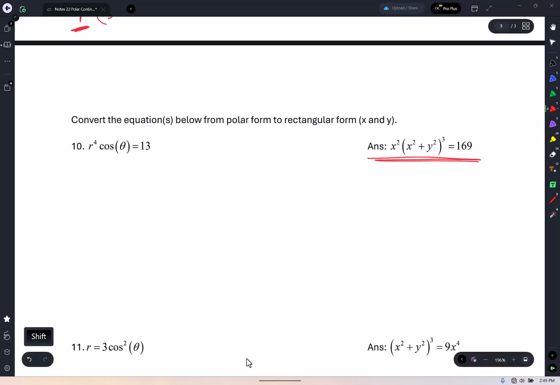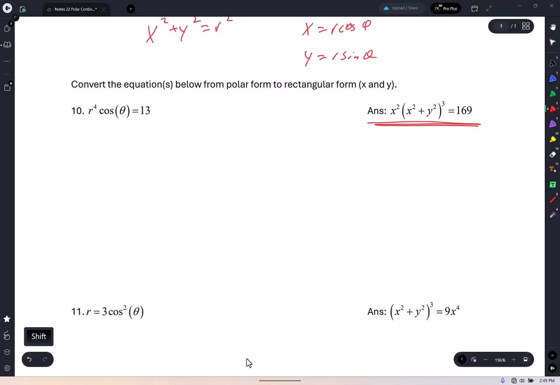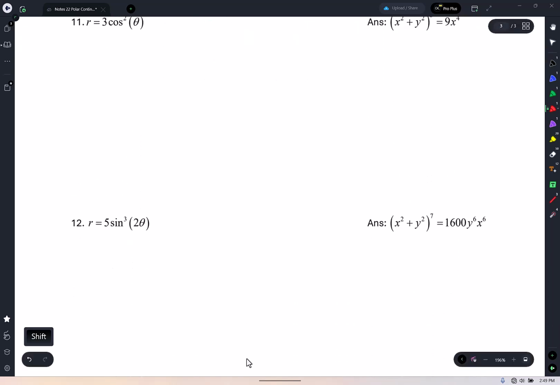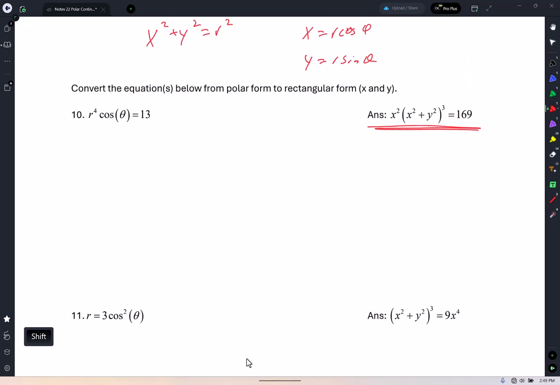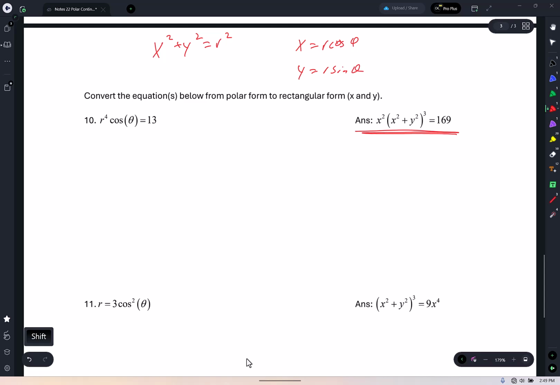We're still using the same formulas. x squared plus y squared equals r squared. x equals r cosine theta. y equals r sine theta. And I put different levels. Level 1, level 2, level 3, they all ramp up in levels because I want to make sure that you guys can see that I'm not just doing the easiest ones.